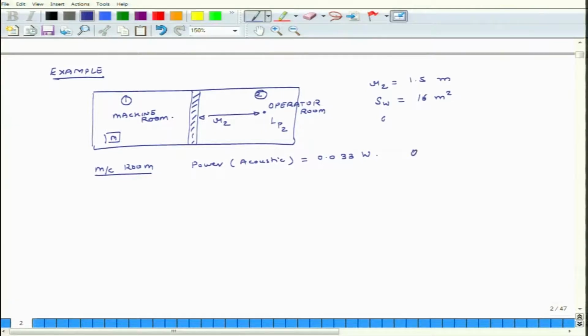Its directivity factor Q is 2. The internal area of the room is S1, and that is equal to 900 square meters. The average absorption coefficient in the first room is 0.05, and the distance of the machine from this point of interest, so this is P1, this R1 is 4 meters. Okay. And then we look at operator room.